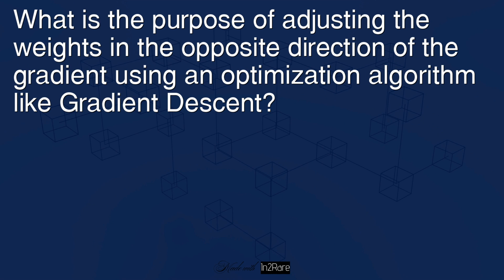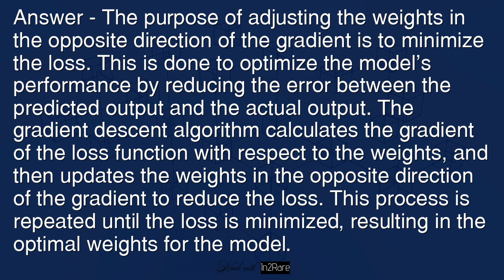What is the purpose of adjusting the weights in the opposite direction of the gradient using an optimization algorithm like gradient descent? Answer: The purpose of adjusting the weights in the opposite direction of the gradient is to minimize the loss. This is done to optimize the model's performance by reducing the error between the predicted output and the actual output. The gradient descent algorithm calculates the gradient of the loss function with respect to the weights, and then updates the weights in the opposite direction of the gradient to reduce the loss. This process is repeated until the loss is minimized, resulting in the optimal weights for the model.